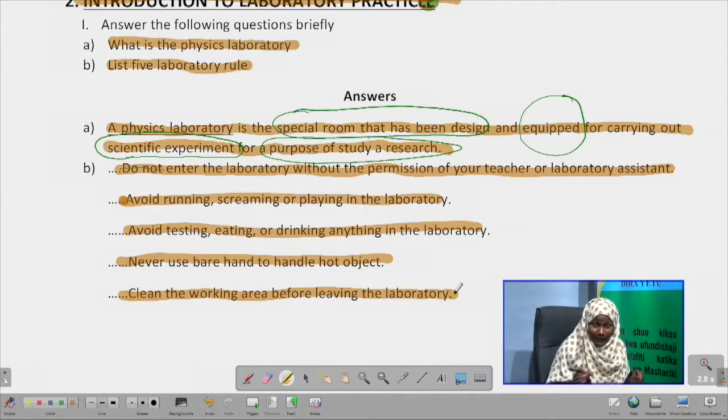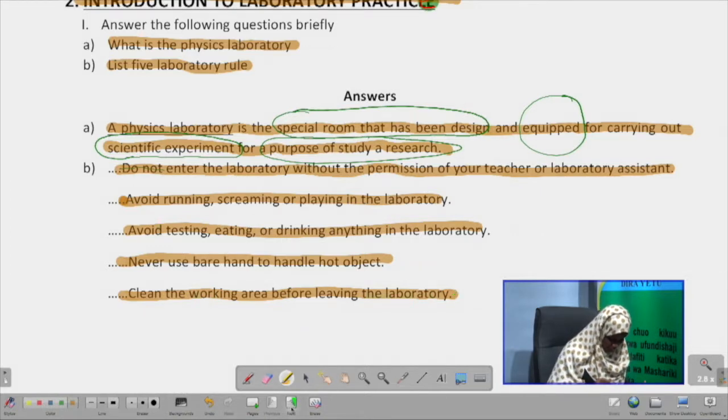You need to clean to make the place neat. You need to keep the laboratory neat before you leave the working area, so that the person who comes after you can find everything that is needed easily, and that too you are actually helping him.